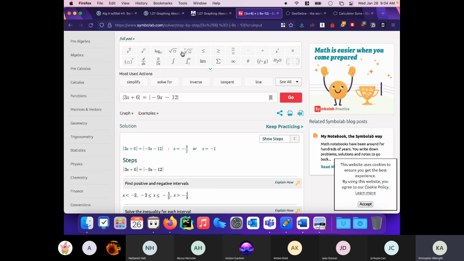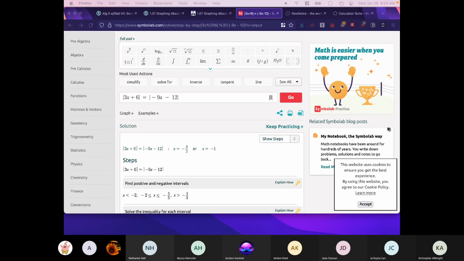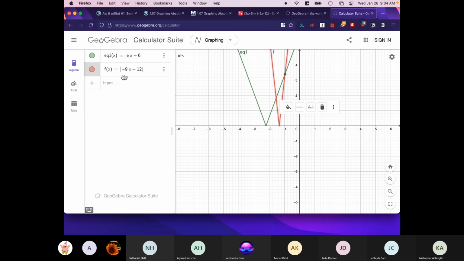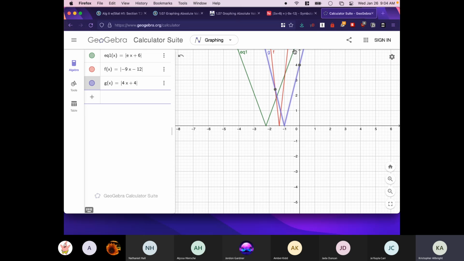Okay, same thing with this one. If we do 4x plus 4, we could plug that in to GeoGebra. And it's just going to give us another graph. So the key to these is finding where they cross.